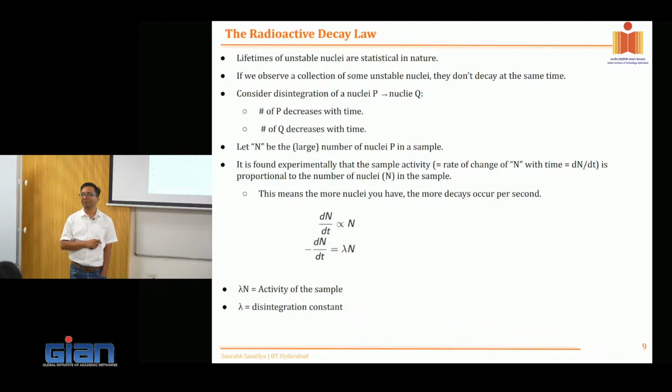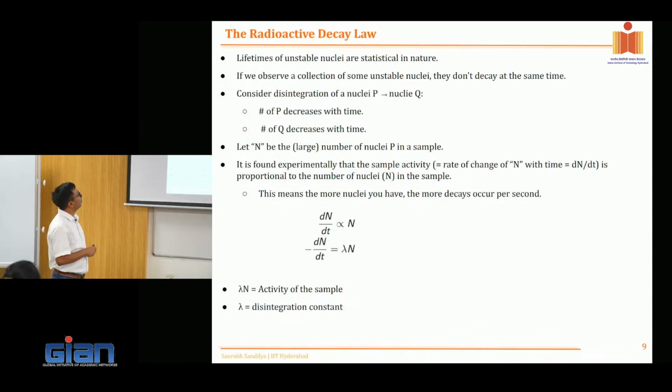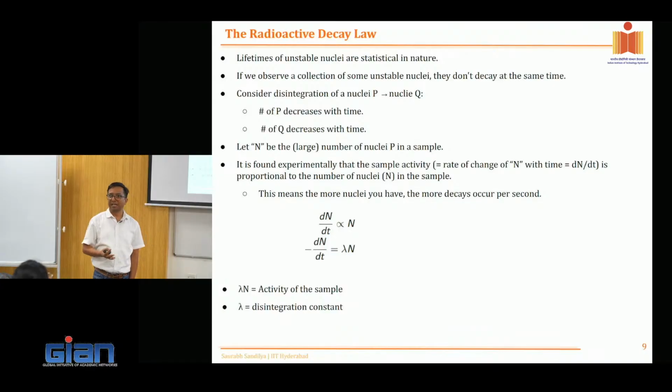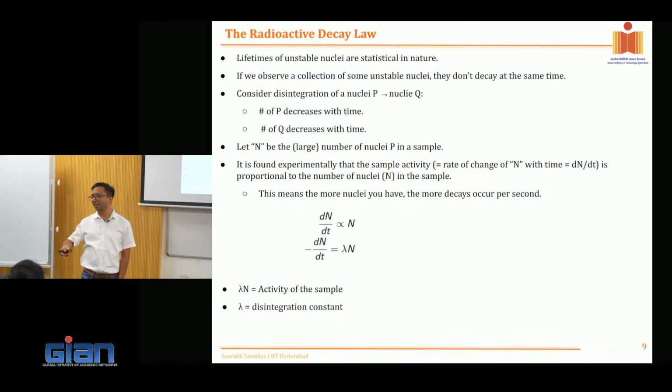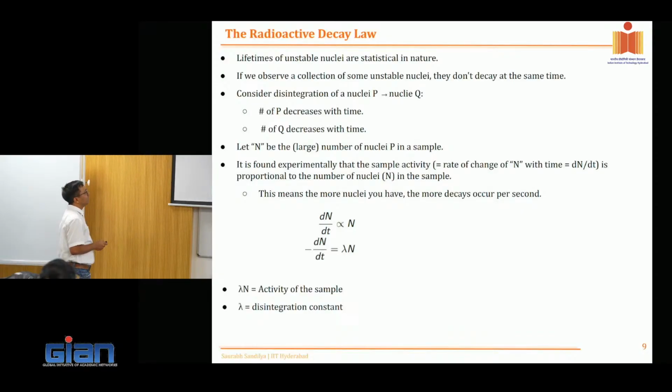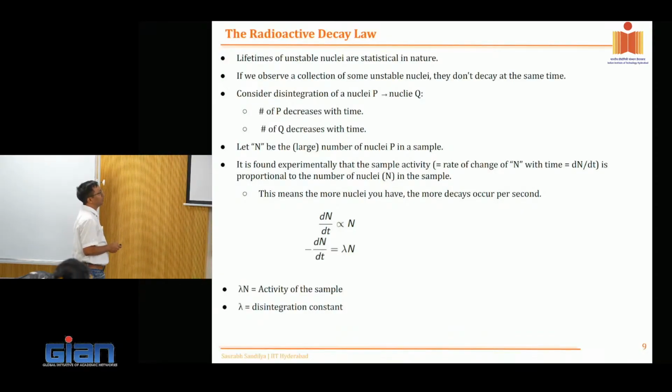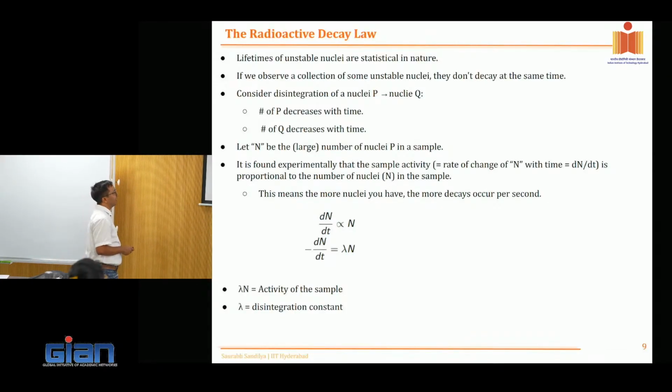So will the rate be increasing, decreasing, or remain constant? dN/dt is going down with time because N is decreasing. So the more nuclei you have in the beginning, the more decay and the more activity there is. And if you just let it wait for 10 years, the activity decreases, as simple as that. So dN/dt is proportional to N, or dN/dt is equal to minus lambda N. I put a negative sign because it's decreasing.